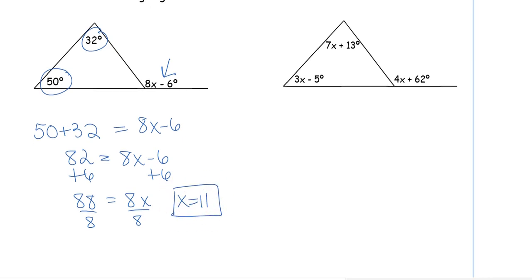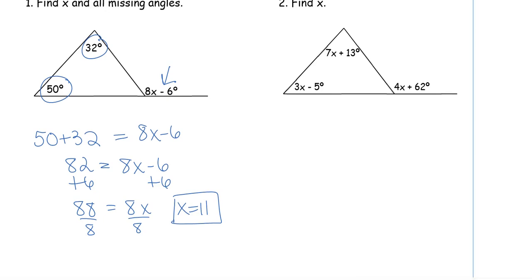Now we want to find all of the missing angles. So we know this angle is 50. We know this one's 32. We have 8 times 11 minus 6. This angle over here is going to be 82. I can find this missing angle in many different ways. I could use my triangle sum theorem that all 3 angles in a triangle have to add up to 180. Or I can use the linear pair relationship that this angle 8x minus 6 and the missing angle have to add up to 180. Either way, it's going to be a 98-degree angle.